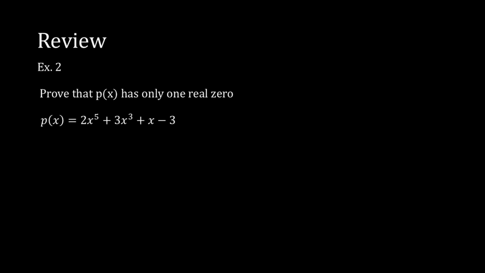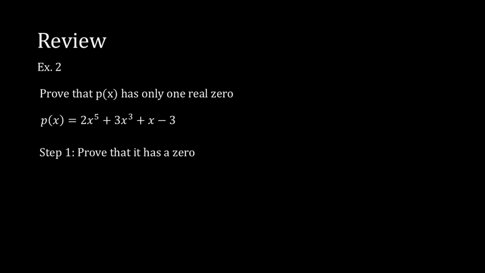Now, to wrap things up, I'd like to go through an example. Prove that the function p of x, which is equal to 2x to the power of 5 plus 3x to the power of 3 plus x minus 3 has only one real zero.